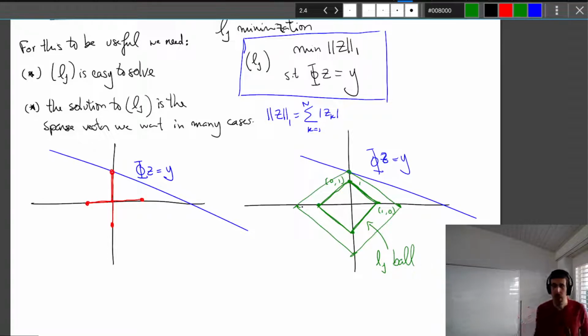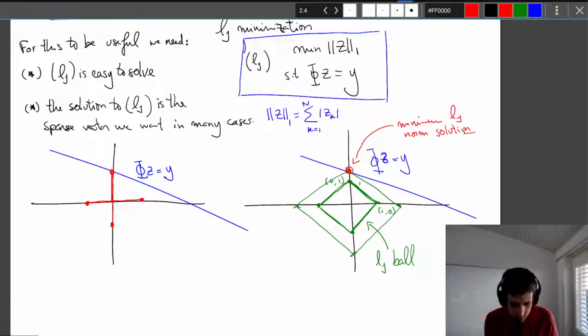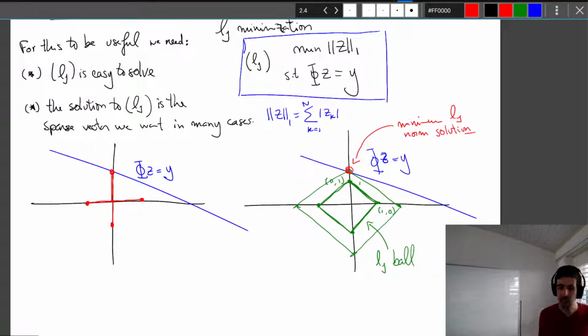I can think of inflating this ball until it touches. And because the L1 ball has these pointy corners on the axes, the place in which we'll tend to touch the subspace first will be sparse. So in this case, this point would be the solution, the minimum L1 norm solution. And as you see, it is sparse. It is hitting on the axis, and it's because the L1 norm has this property of being pointy around sparse vectors.